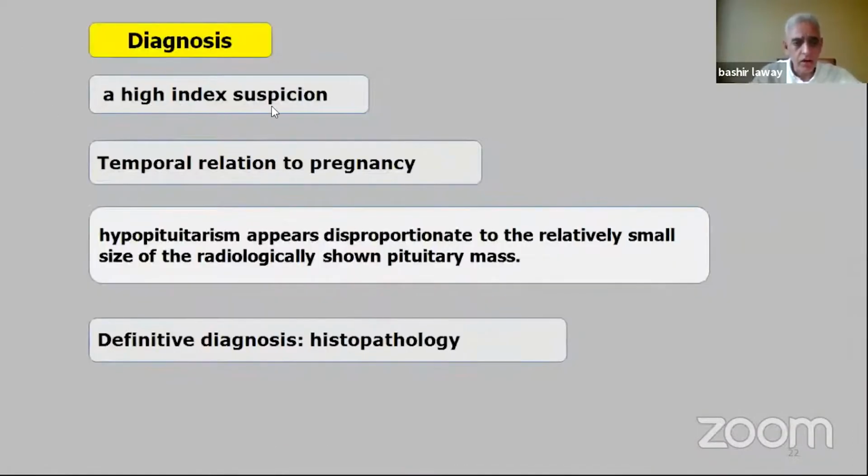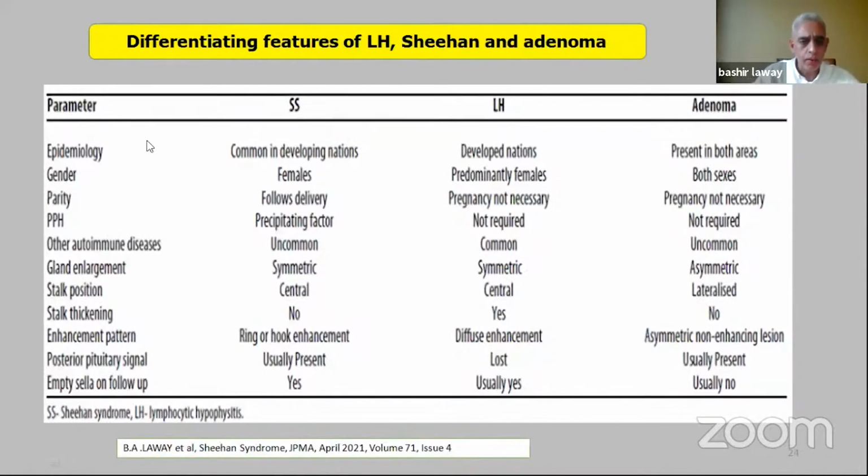So we need to have a high suspicion. It has to have a temporal relationship to the pregnancy. Once we see an MRI with severe hypopituitarism but the mass is not so big, we should think of lymphocytic hypophysitis. The definite diagnosis is histopathology, which is not required and which we don't do.